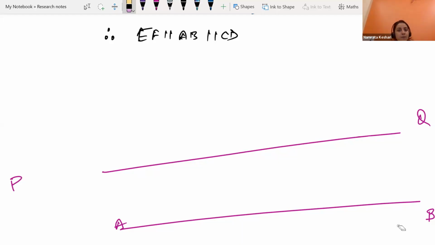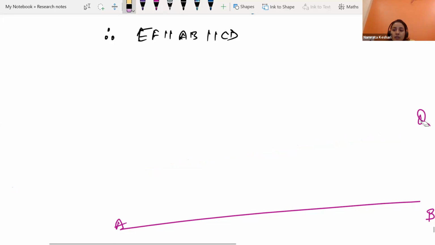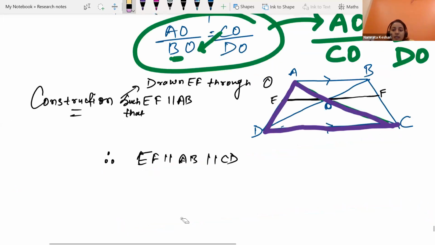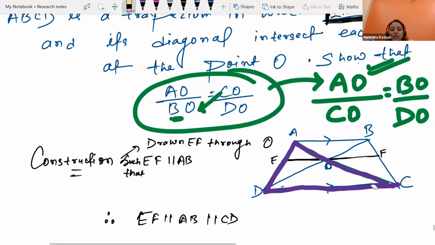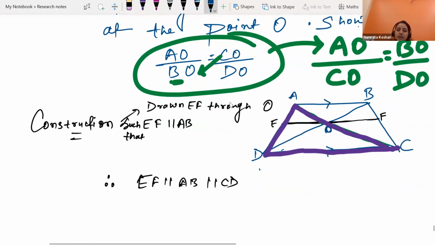एम आई मेकिंग सेंस? आर यू गेटिंग इट? Are you getting it, everyone? Yes. Okay. So if you are getting it, then I'm going to say that since EF is parallel to CD, so EO will also be parallel to CD. Yes or no? Okay. Since EF is parallel to CD, so the smaller portion of EF, that is EO, will also be parallel to CD.